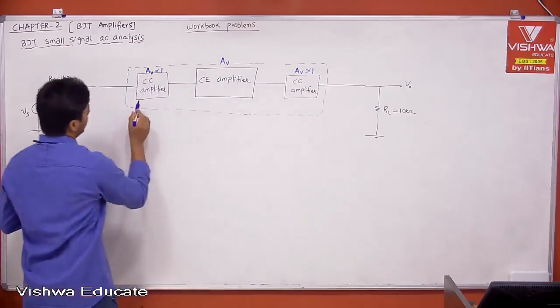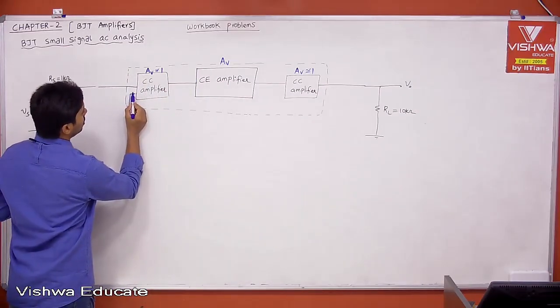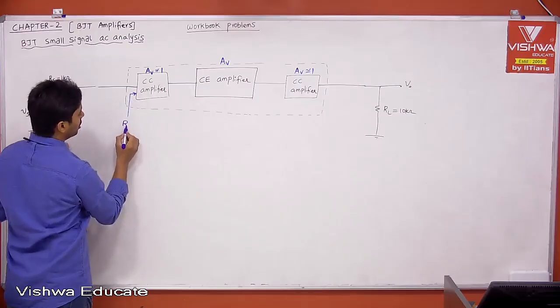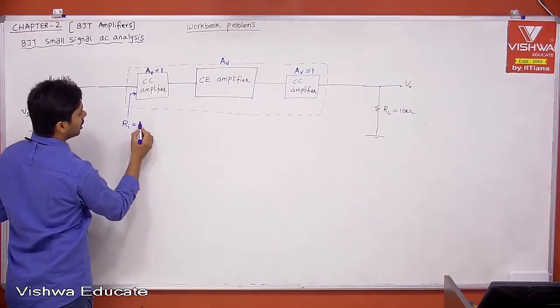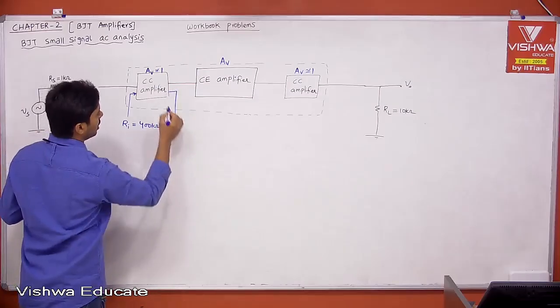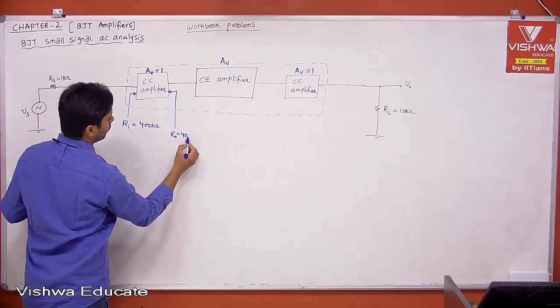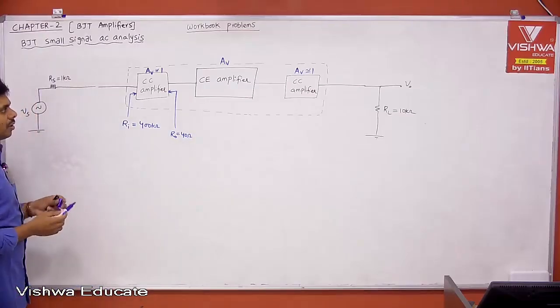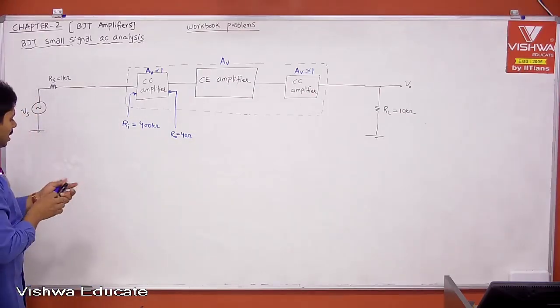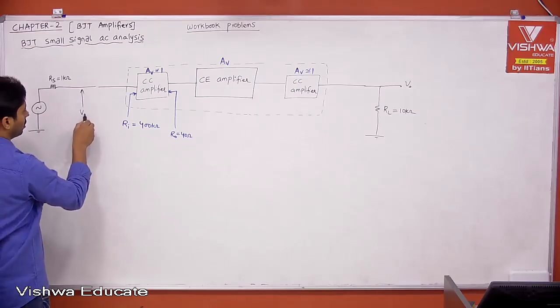And what is input impedance? I'm just using whatever we calculated. Therefore, what is the input impedance of the CC amplifier? We calculated that to be 400 kilo ohm. And what is the output impedance of the CC amplifier? We calculated that to be 40 ohm. Therefore, now, and this is your input voltage.